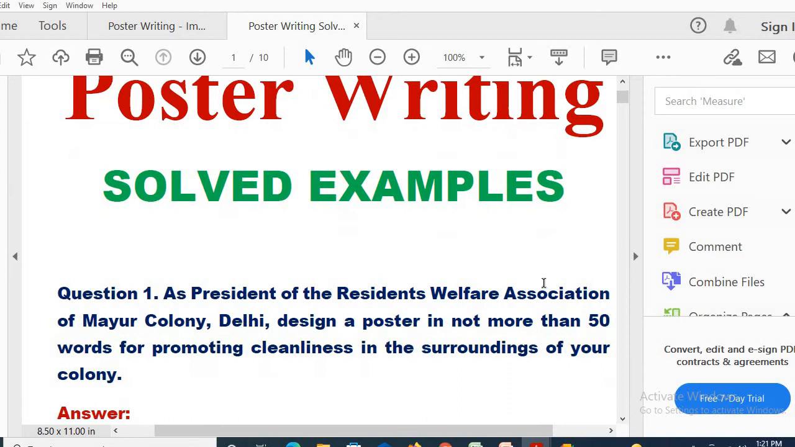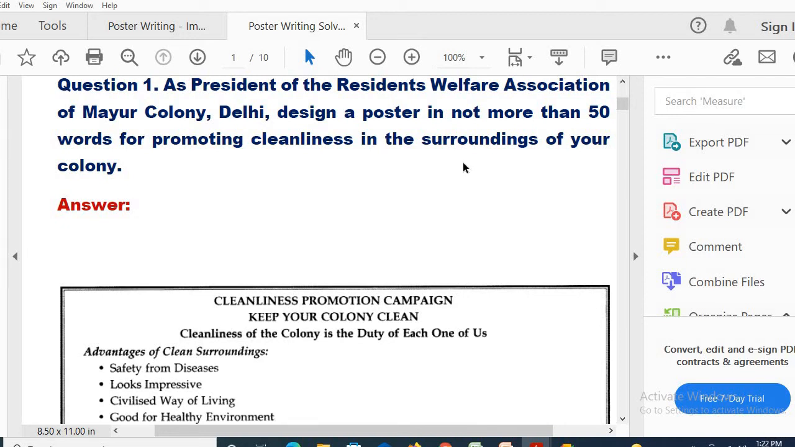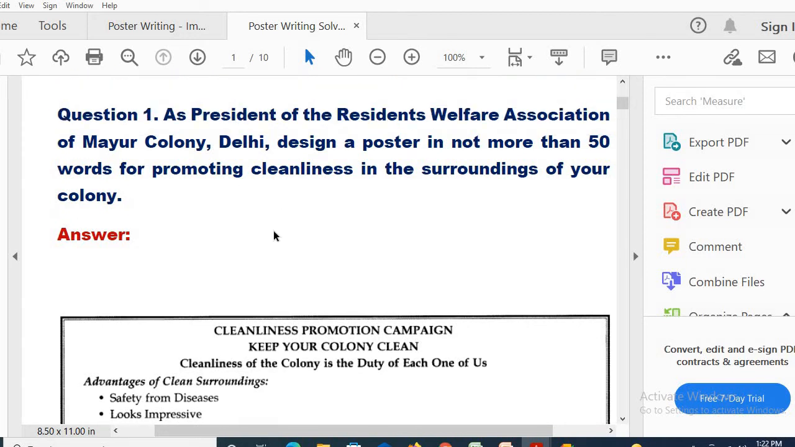So see, at the top it is written poster writing, solved examples. Now look at the very first question. As president of the Residents Welfare Association of Mayur Colony, Delhi, design or draft a poster in not more than 50 words for promoting cleanliness in the surroundings of your colony. So we all know about the age-old proverb, cleanliness is next to godliness. So this poster is related to that. Now how will you frame it?